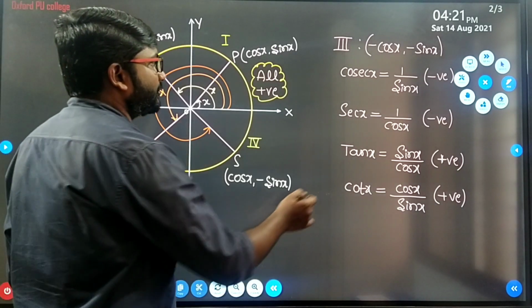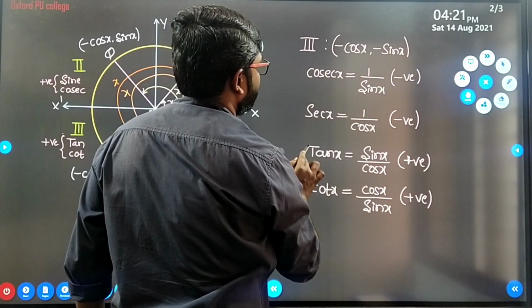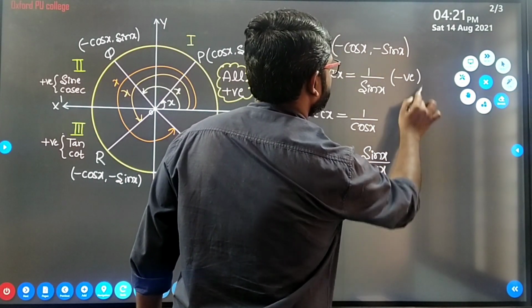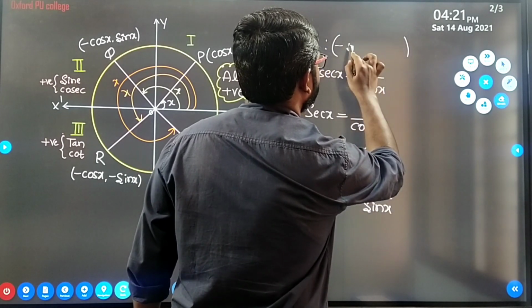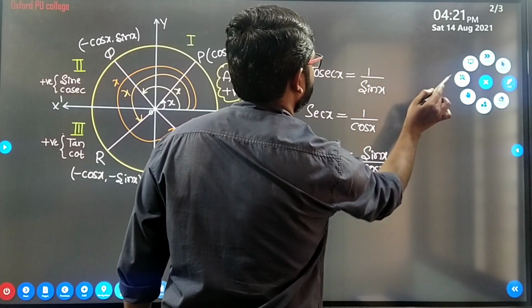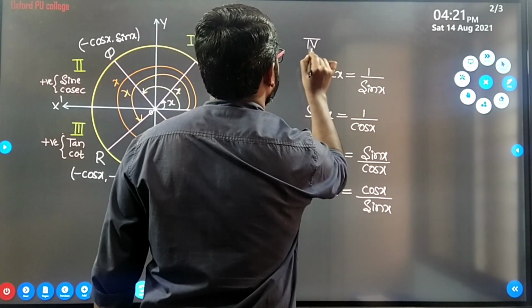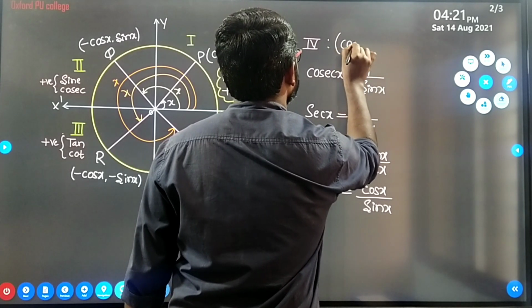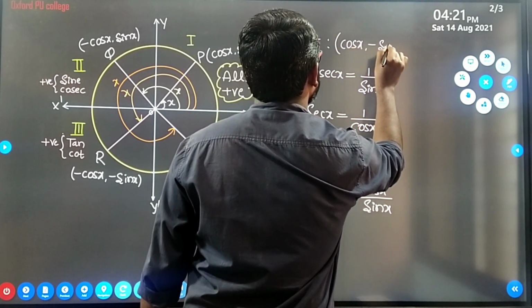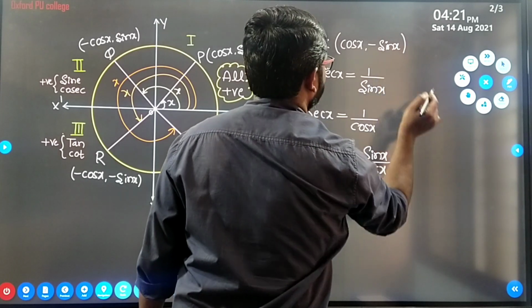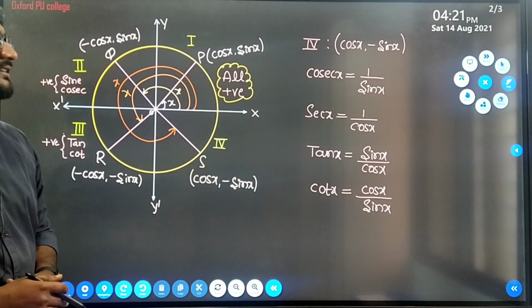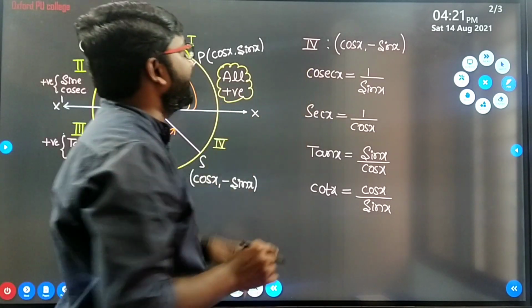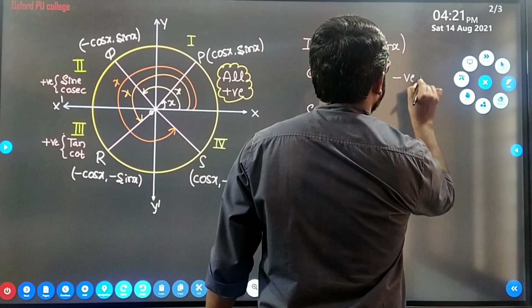Now let us analyze the fourth quadrant. What are the coordinates? Cos x is positive and sin x is negative. Now let me start with cosecant x. Cosecant x equals 1 by sin x. Sin x is negative, so this indicates cosecant x is also negative.